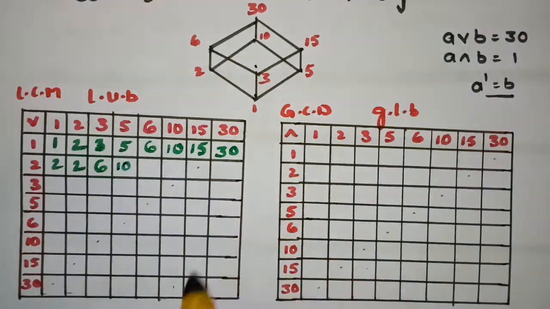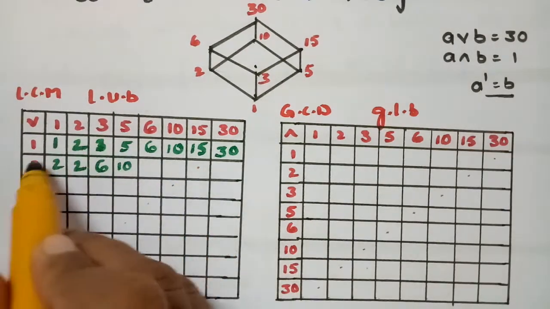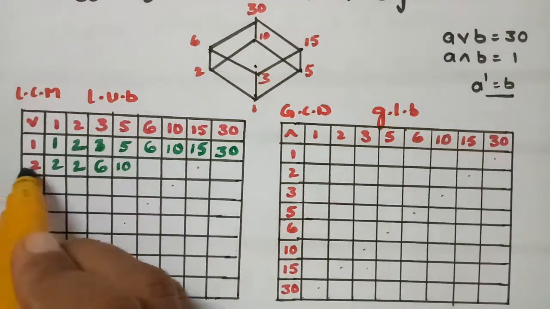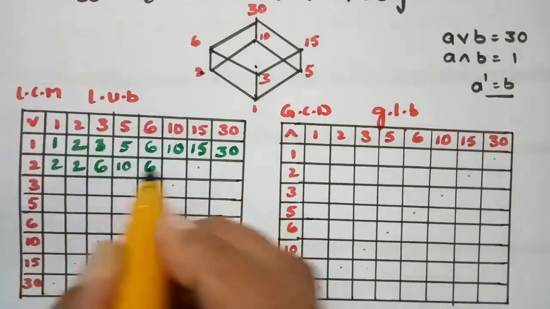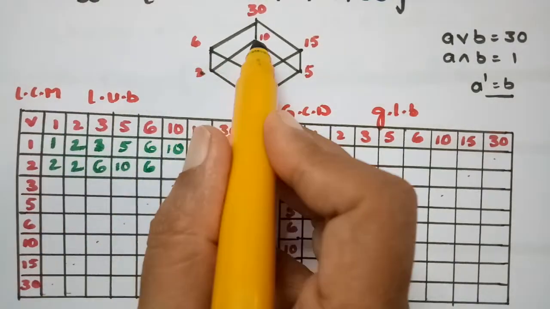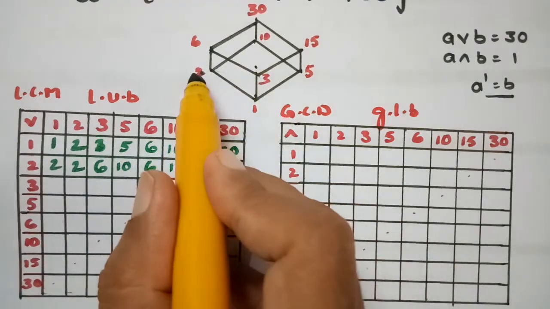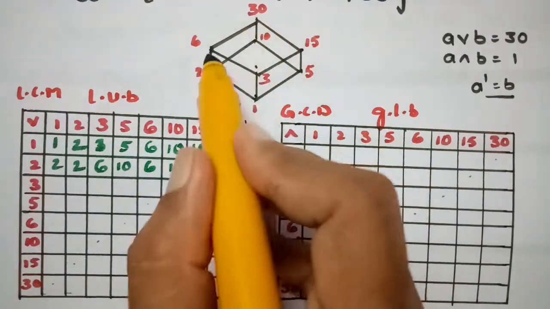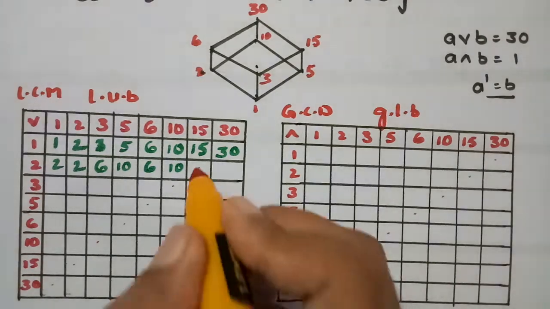So if you are finding it difficult to find from the hash diagram, you can simply take the LCM of 2 and 5, it's 10. For 2 and 6, the upper bound here is 6. For 2 and 10, the upper bound here is 10. For 2 and 15, this is 2 and this is 15. They meet at a point here, see here, they meet at a point. This is 30.